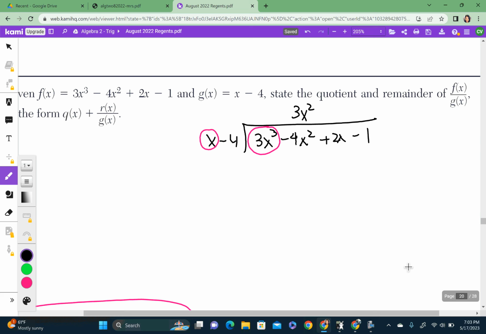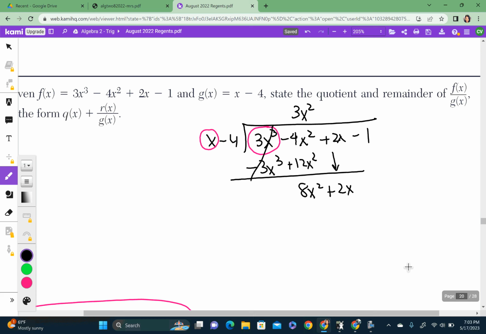So 3x squared times x is 3x to the third, and then you switch the sign. 3x squared times negative 4 is negative 12x squared, and you switch the sign. Don't forget to switch the sign. If you do it right, this will always cancel out. And what are we left with? We're left with 8x squared, and then after you subtract, you bring down.